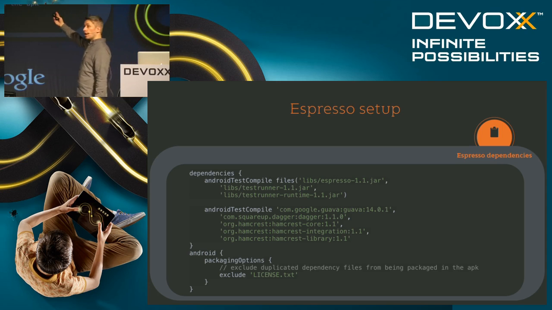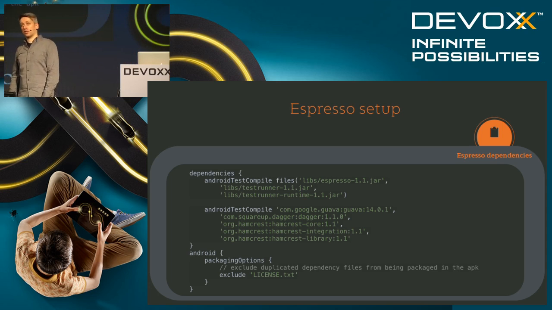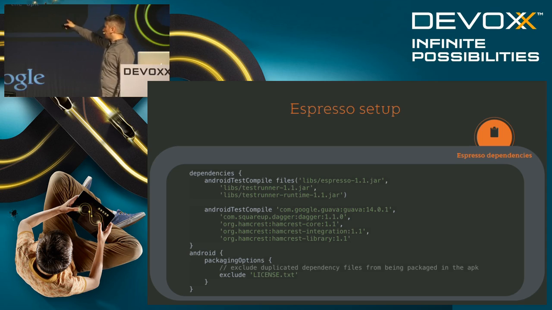Basically, you would need to add the necessary files as libraries in your project. And then, of course, we know we can do that with the Android test compile scope. And then whatever additional dependencies are needed for Espresso, you can use in your normal fashion. So you see that Dagger is used, Guava is used, Hamcrest is used. And then, since in the library you can find a certain file that would otherwise be in the project multiple times, you will need to exclude it.